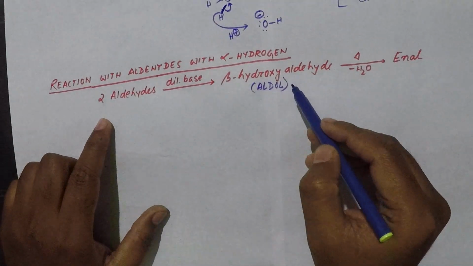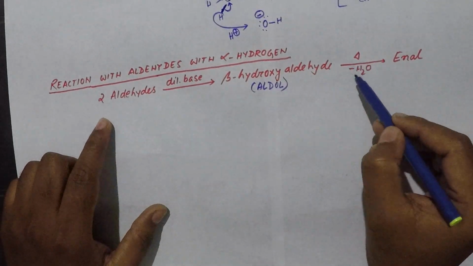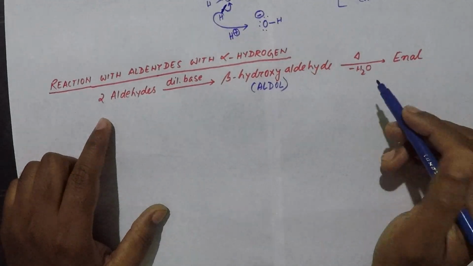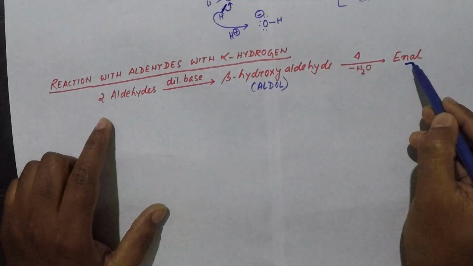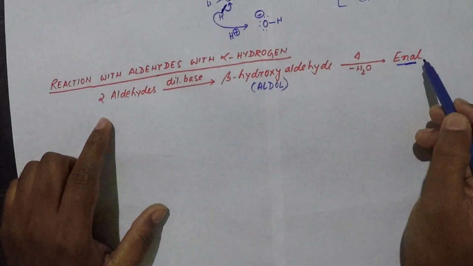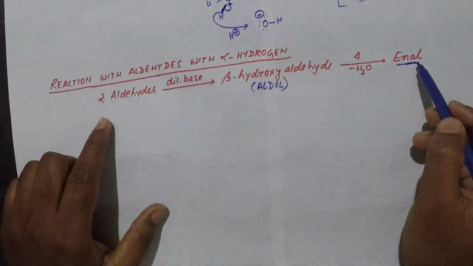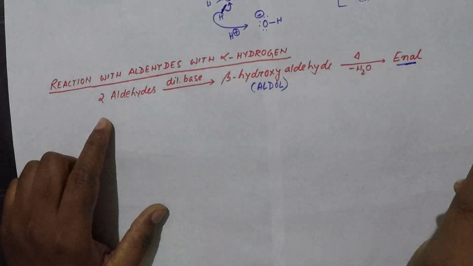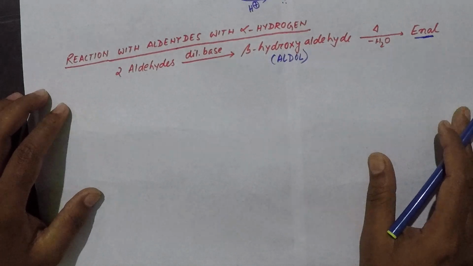After that, that aldol on condensation, that means when you heat, one molecule of water is going to go out. This step is known as condensation, and after condensation we'll get the product that is known as enal. Enal means the compound will have a double bond, 'en' for double bond, 'al' for aldehyde. That means the final product will have one aldehyde group and one double bond. Okay, so let us go with the reaction now.